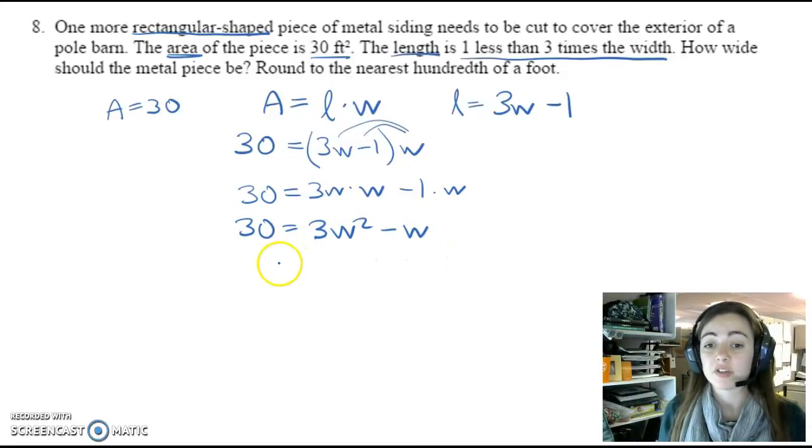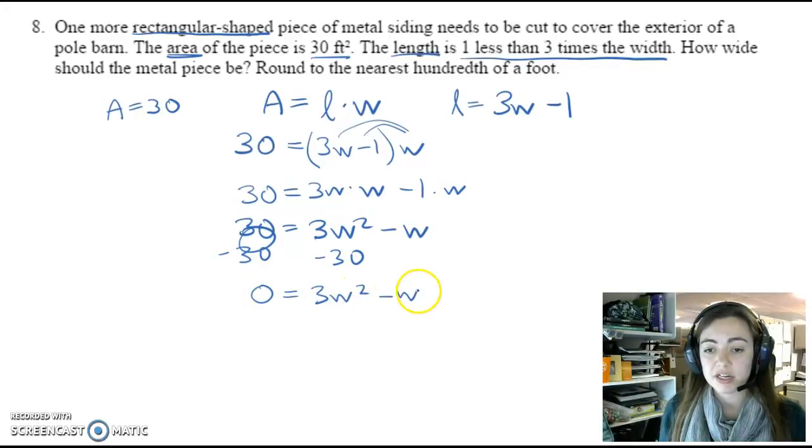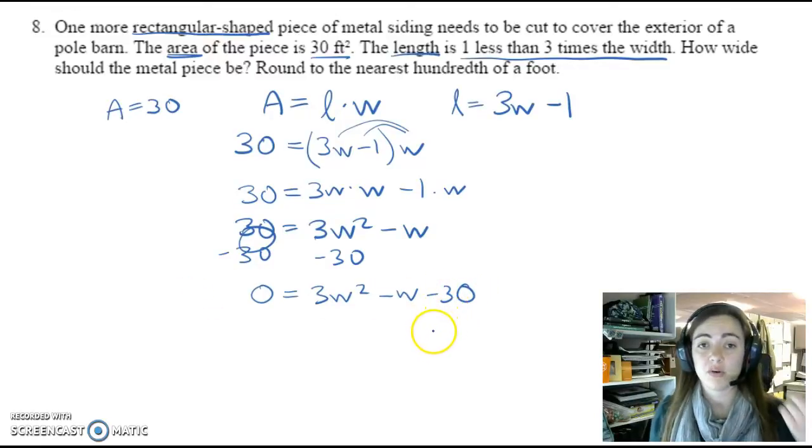In order to solve for w, let's put all the terms on one side. 30 minus 30 is 0. So we have 0 is equal to 3w squared minus w minus 30. Now this looks like an equation that we've been dealing with. Now we can factor this.